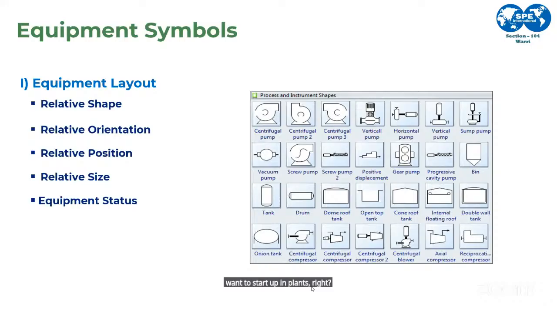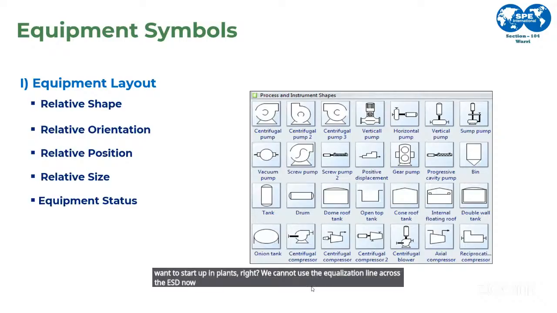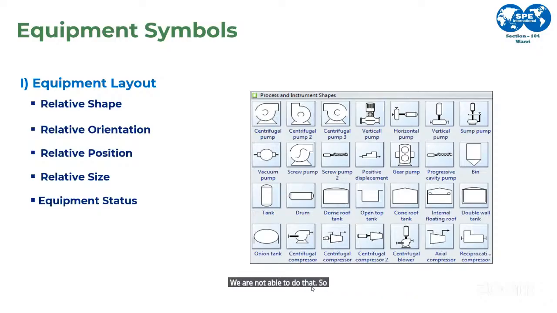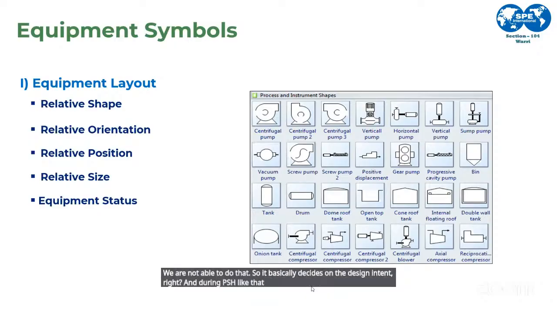We can now use the equalization line across the ESD to quickly bring up the instrument, and then be able to open the ESD. Without that equalization line, we're unable to do that. So it basically depends on the design intent, right? And in doing PSH like that, all of these considerations are placed on the table. They look at it and decide the best way going forward.